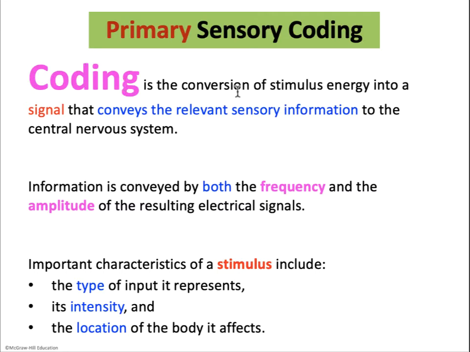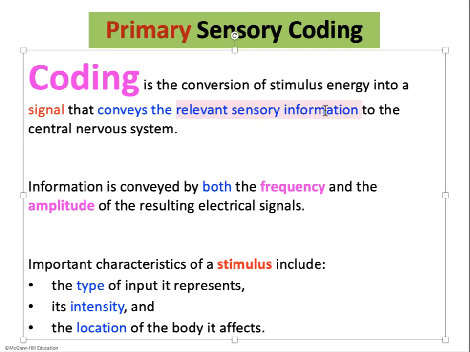Coding is the conversion of a stimulus energy into a signal that conveys the relevant sensory information to the central nervous system. The central nervous system only has two parameters that it can utilize every time along the electrical neurons. The first, as we've seen, is the frequency of the action potentials, and the second is the amplitude of the graded potentials. Using a water analogy always helps.